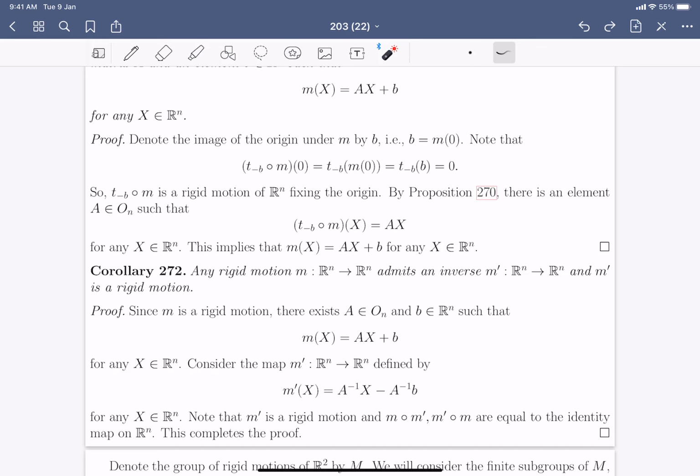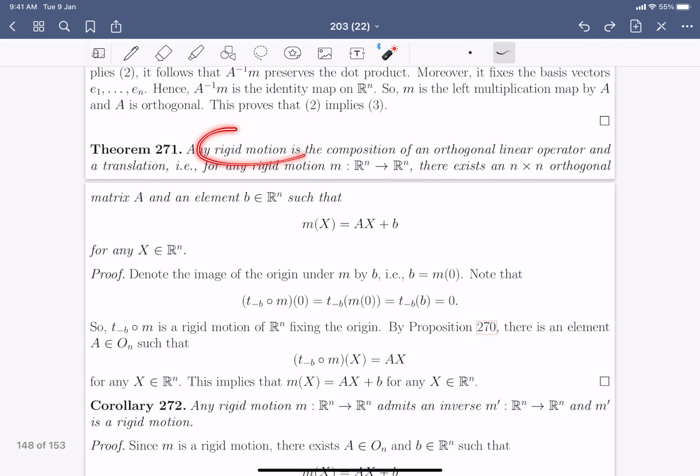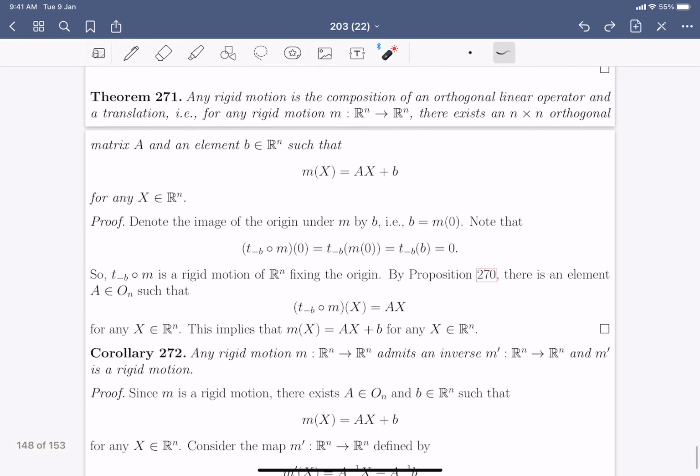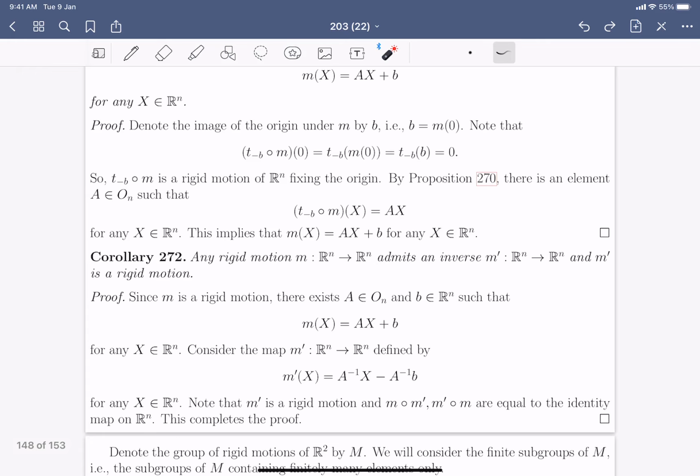Great. And now as a corollary we obtain the following. If you have any rigid motion M from Rn to Rn, it admits an inverse. First of all, it is not clear from the definition of rigid motion that a rigid motion from Rn to Rn has to be surjective. This is not clear. But thanks to Theorem 271, it is clear that it is a bijection from Rn to Rn. Thus it admits an inverse from Rn to Rn, and this inverse is also a rigid motion.